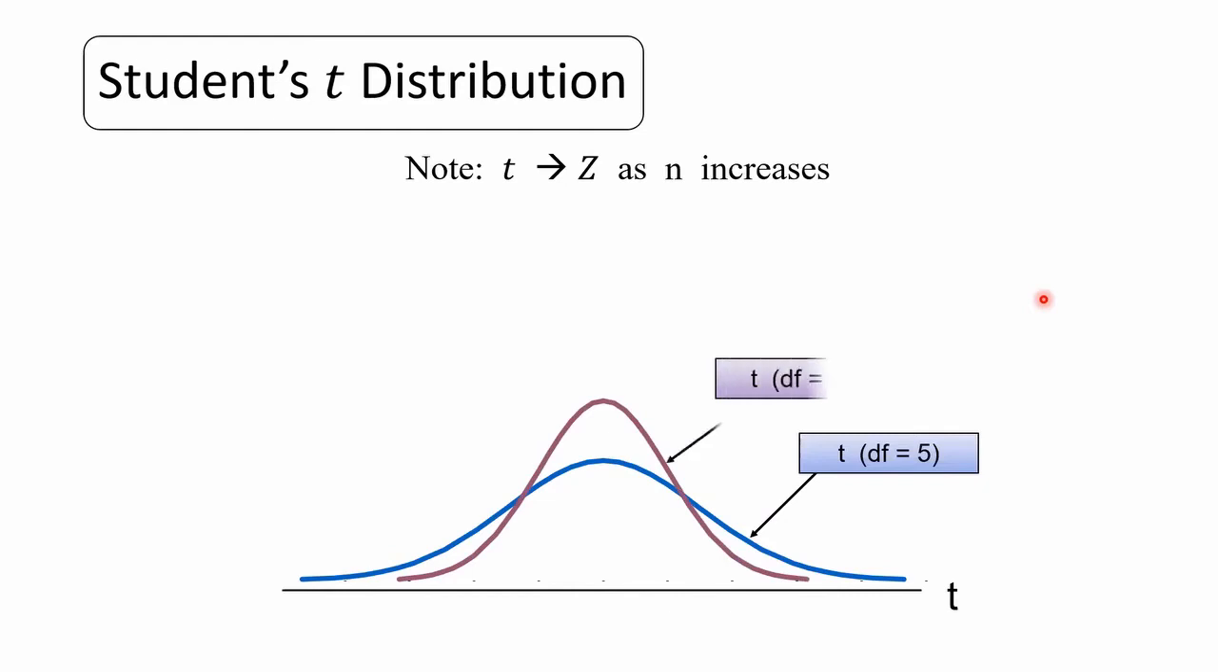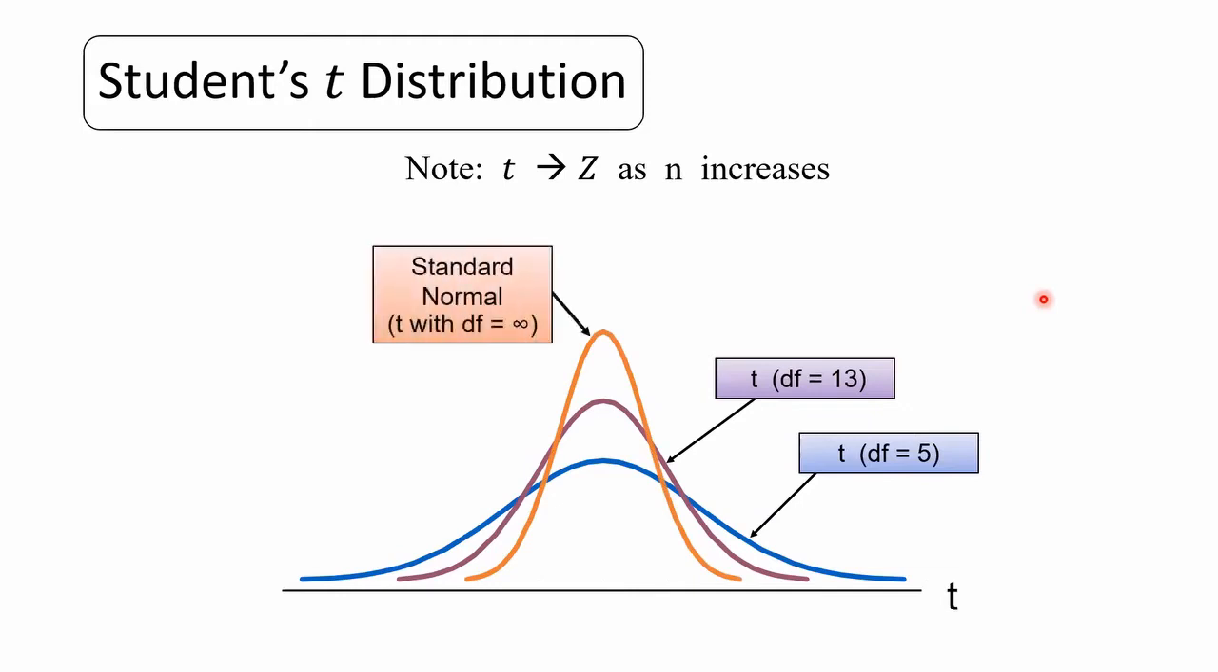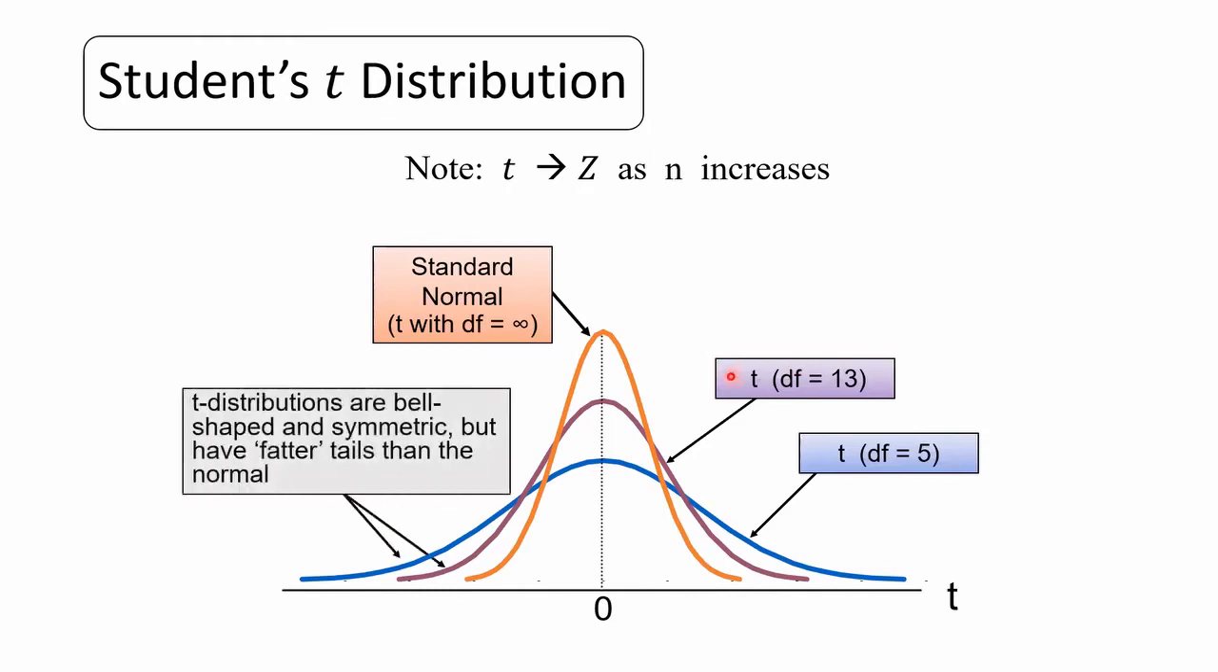And this is your t distribution when your degrees of freedom is 13. So sample size is 14. You see that the sample size has increased. And this here is your degrees of freedom for infinity. So as your sample size n increases, these t distributions approach the z distribution shape. That is very important to keep in mind.